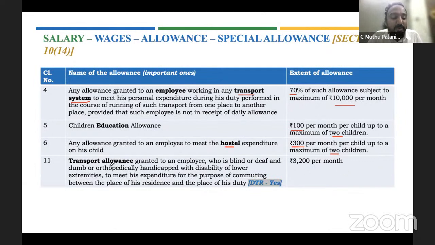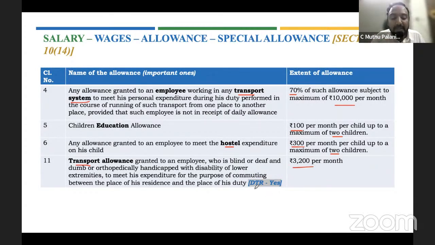And with respect to transport allowance, we are seeing a lot of transports, right? This transport allowance we already discussed. It is for commuting between office and home. If it is for a differently abled person, 3,200 per month is exempt. Anything above that will become taxable. For example, if someone is receiving 4,000 and they are blind, 3,200 is exempt, 800 is taxable. So 800 into 12, 9,600 will be taxable. So this is 3,200 per month.